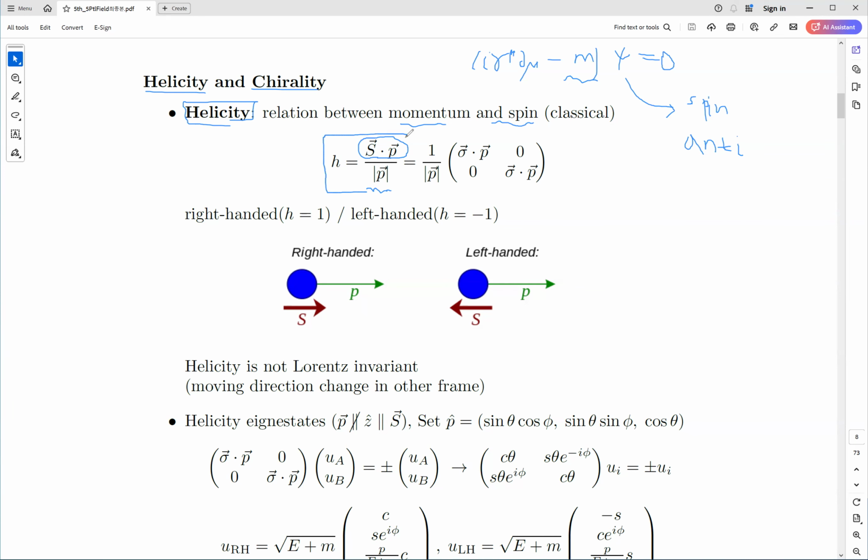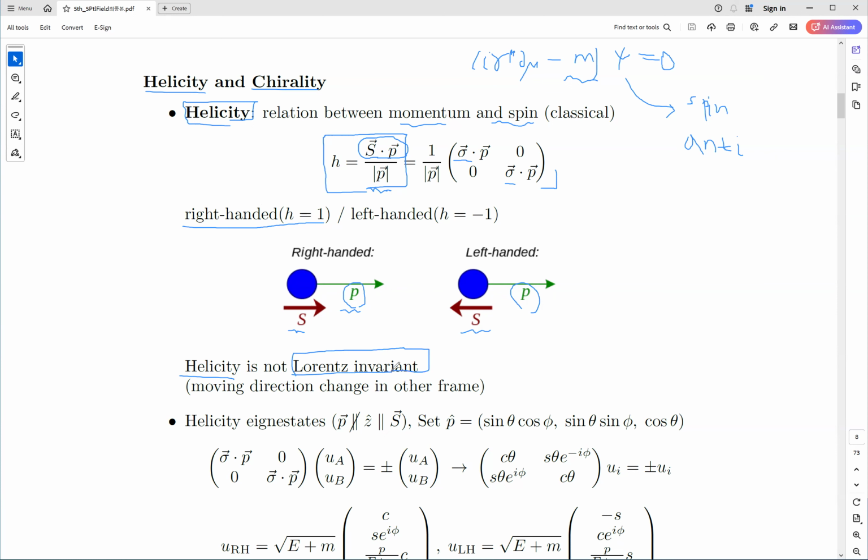And by using the spin operators with the Pauli matrix, this can be written in this 4x4 matrix form. For the right-handed helicity with h equal to 1, the spin direction and the momentum direction align. For the left-handed, the spin direction is opposite to the momentum direction. Such a helicity is not Lorentz invariant, because if we change the frame or observer, then the moving direction, the momentum direction, can be changed in the other frame. So the helicity is not a Lorentz invariant quantity.